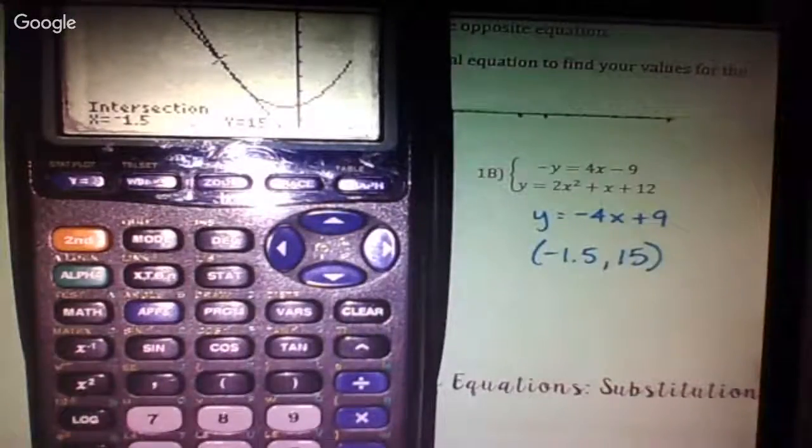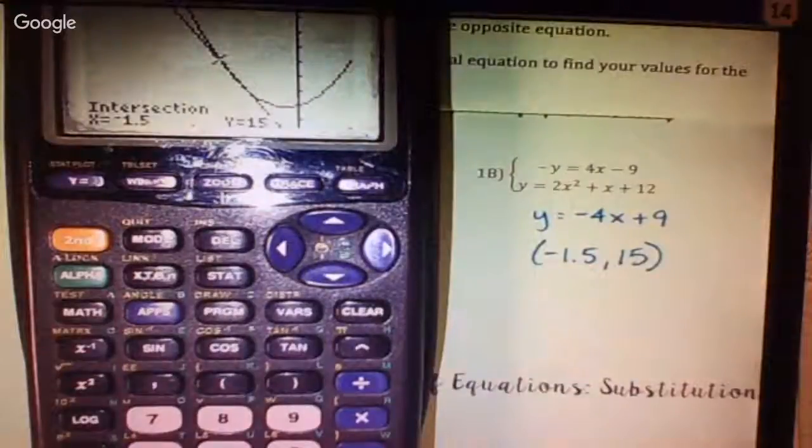So I need to turn on the light so some of you can see your calculators. Sorry, it's hard to see the calculator sometimes in the dark.